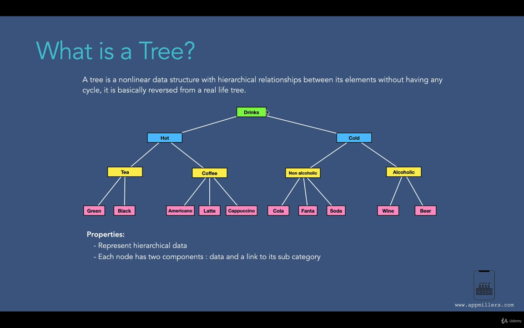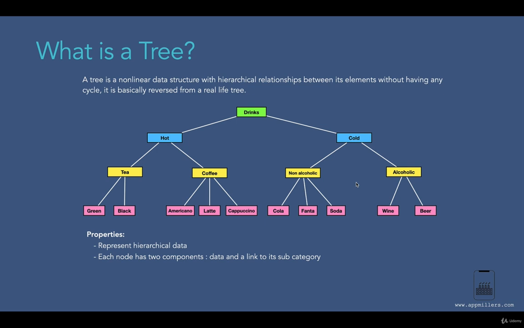So similarly, if we examine the cold drinks, we see that it stores cold as data and it has references to alcoholic drinks and non-alcoholic drinks. So this means that it is storing the physical location of these subcategory nodes over here to itself. So in this case, it has two components, the data and links to its subcategory over here.